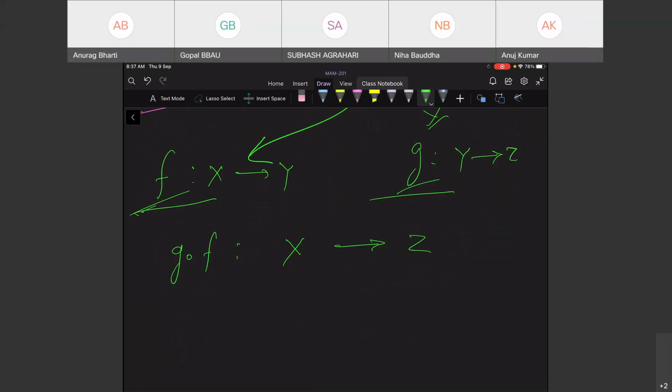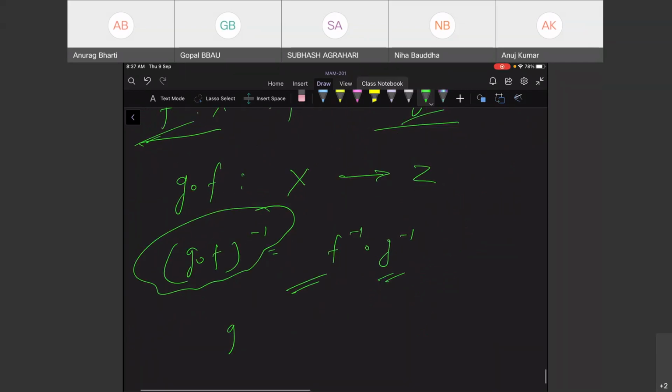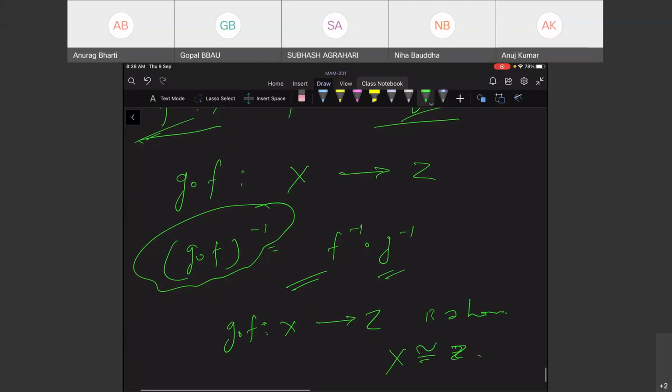The composition of two continuous functions is continuous, we have seen that. The inverse of g composition f is f inverse composition g inverse. Since f inverse is continuous and g inverse is continuous, their composition is continuous. Hence g composition f from X to Z is a homeomorphism. Therefore X is homeomorphic to Z. In this way, being homeomorphic is an equivalence relation.